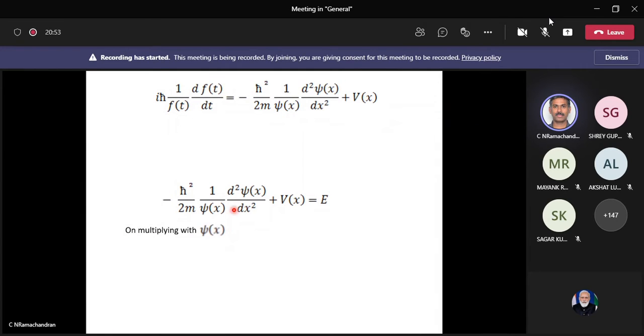So if you multiply, very simple mathematics, throughout by psi of x, this psi of x in the denominator will cancel. But as we are multiplying, you have to do it throughout the equation. So if you do that, you will get minus h cross square by 2m d square by dx square of psi of x plus v of x psi of x is equal to e psi of x. So this we got it. Okay, so this is what we were looking for.